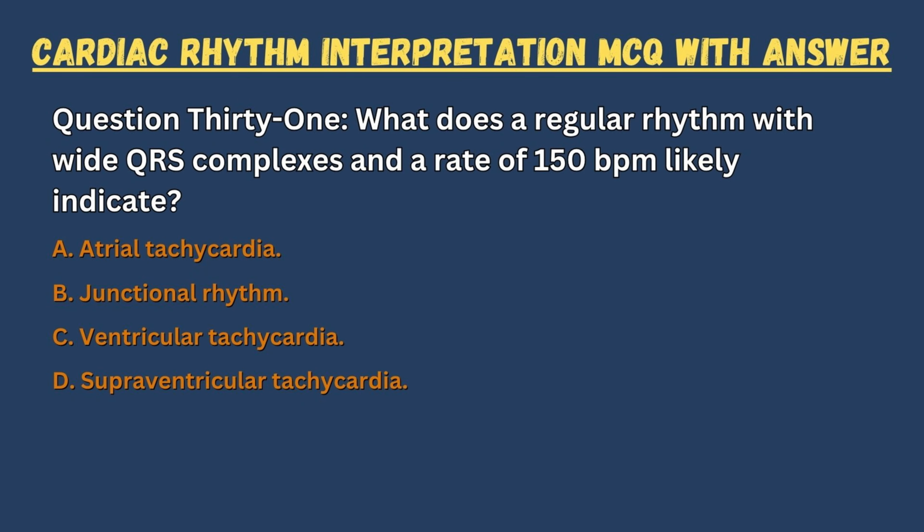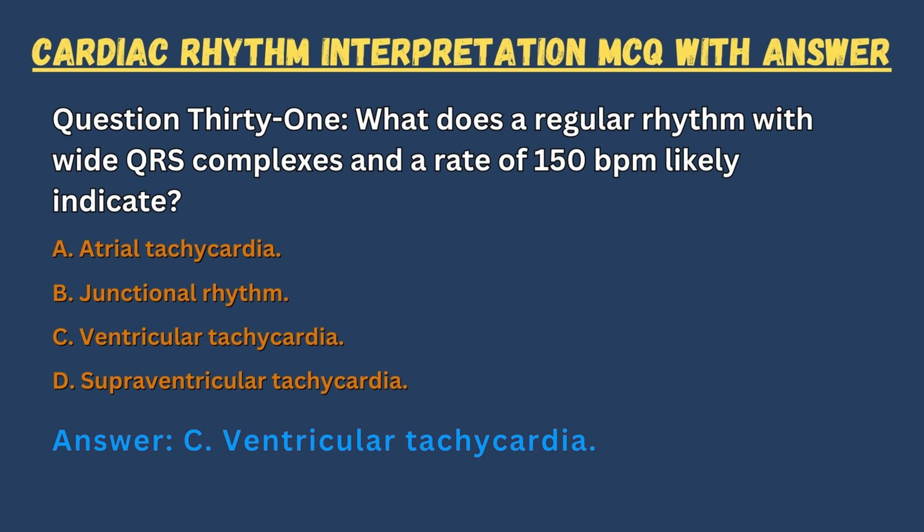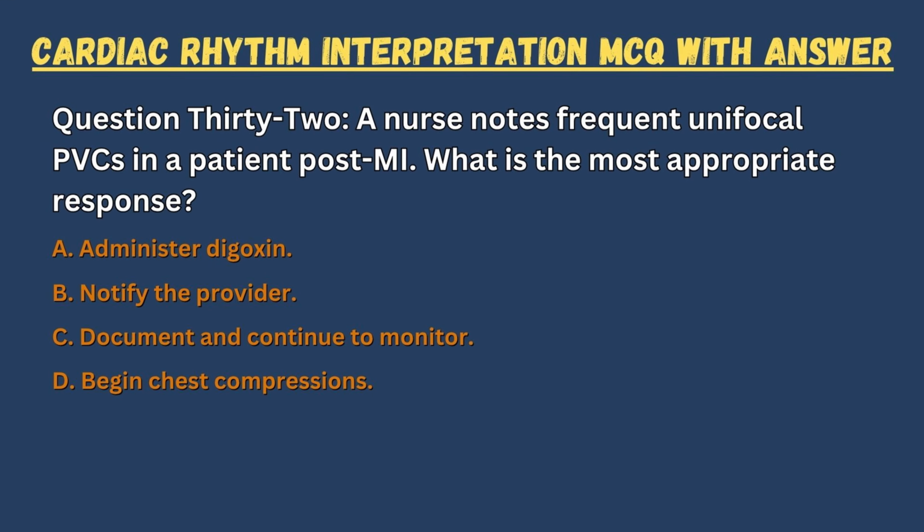Question 31. What does a regular rhythm with wide QRS complexes and a rate of 150 BPM likely indicate? A. Atrial tachycardia. B. Junctional rhythm. C. Ventricular tachycardia. D. Supraventricular tachycardia. Answer: C. Ventricular tachycardia.